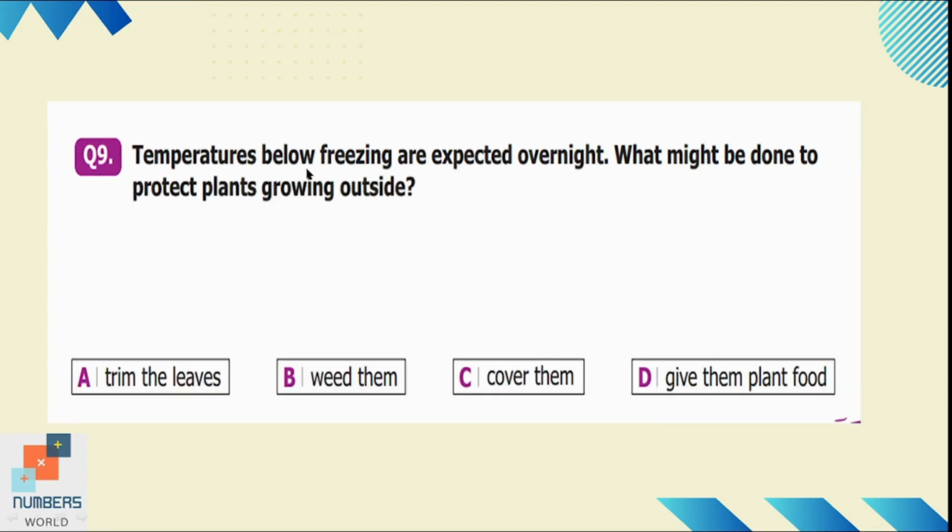Question number 9. Temperatures below freezing are expected overnight. What might be done to protect plants growing outside? Option A, trim the leaves. B, weed them. C, cover them. D, give them plant food. So we can cover them to save the heat in the cold weathers.